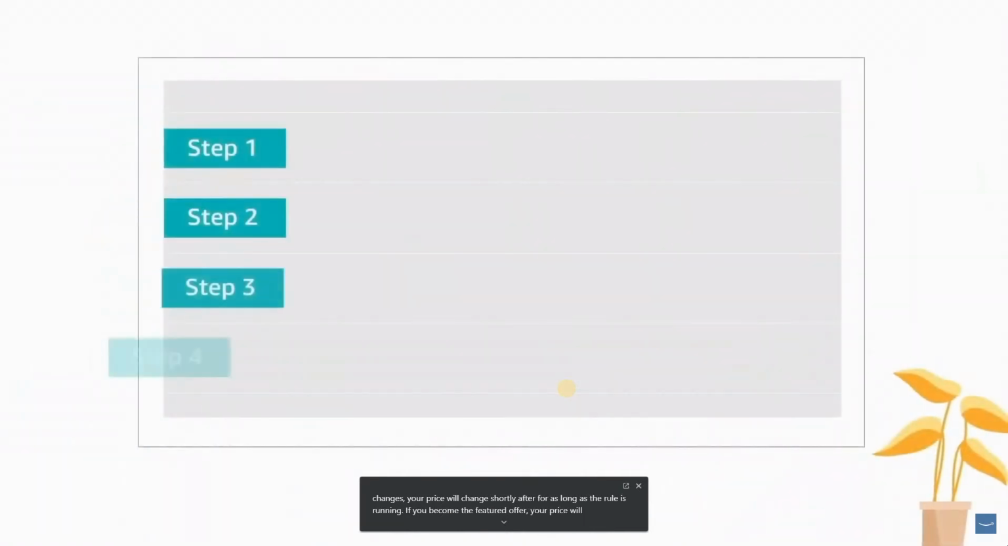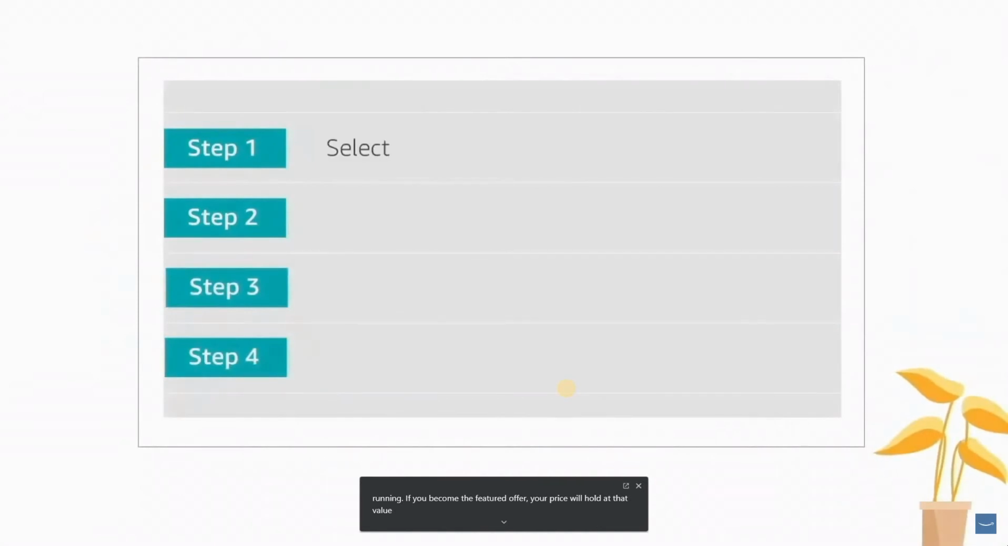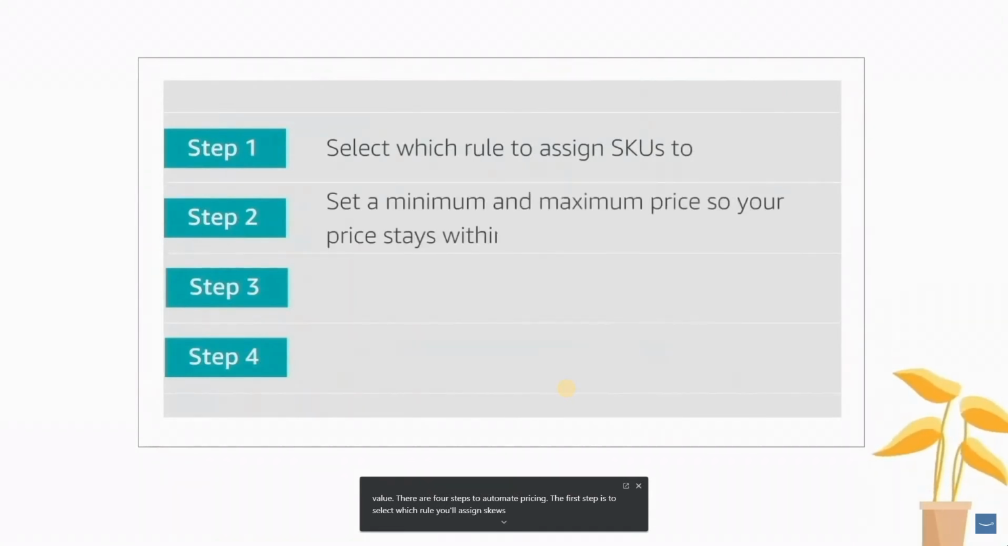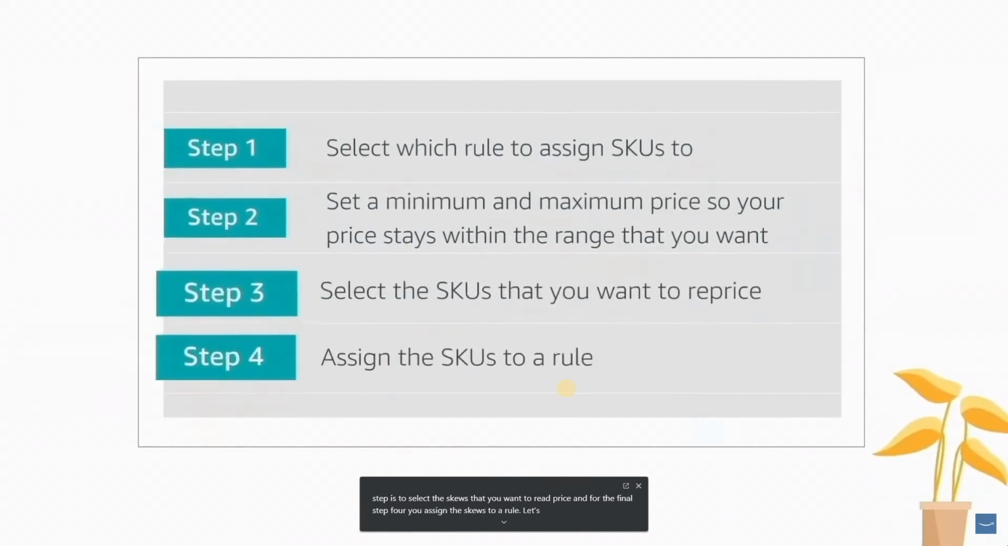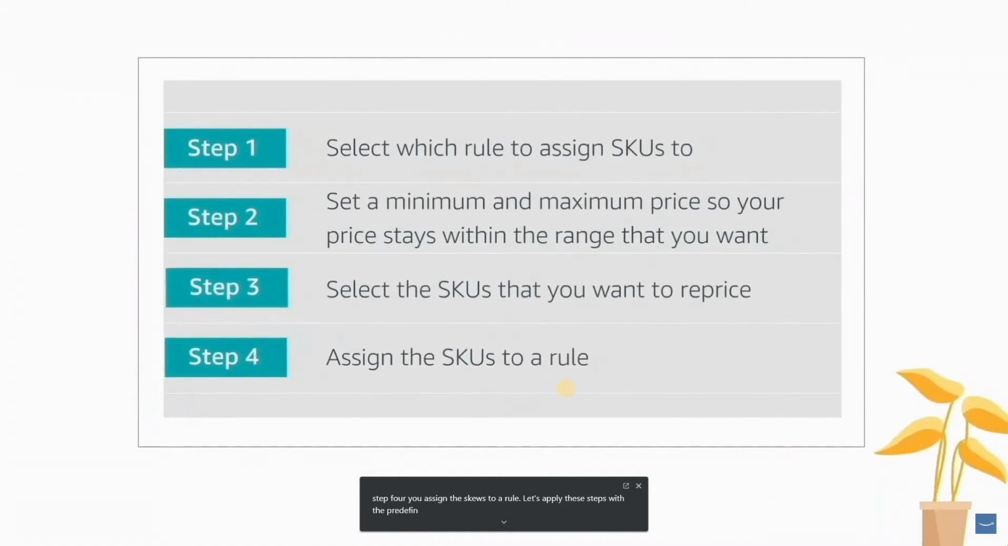There are 4 steps to Automate Pricing. The first step is to select which rule you'll assign SKUs to. For the second step, you'll set a minimum and maximum price so your price stays within the range that you want. The third step is to select the SKUs that you want to reprice, and for the final step 4, you assign the SKUs to a rule. Let's apply these steps with a predefined rule that is already set up for you to use in Automate Pricing.